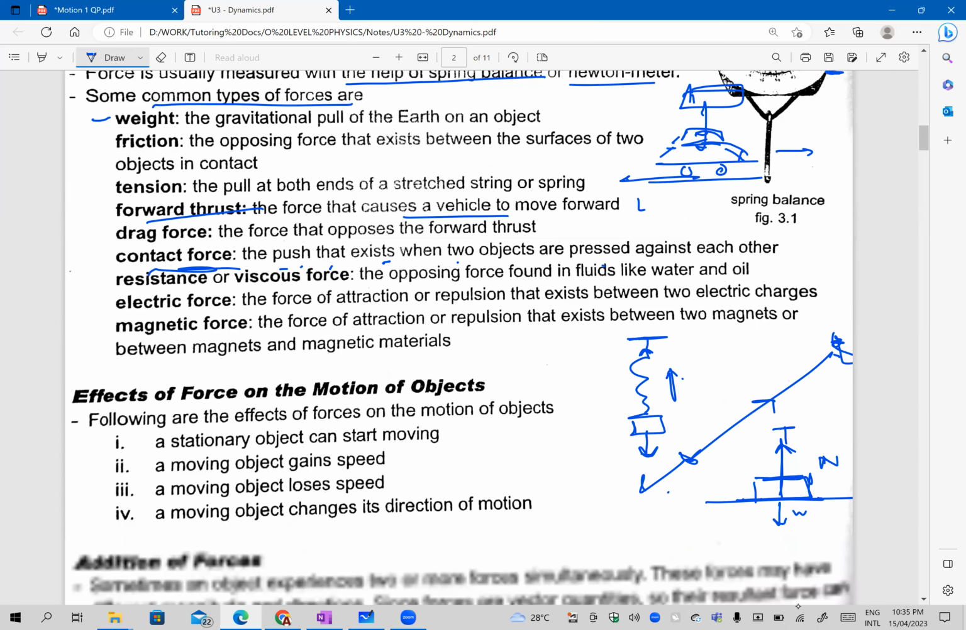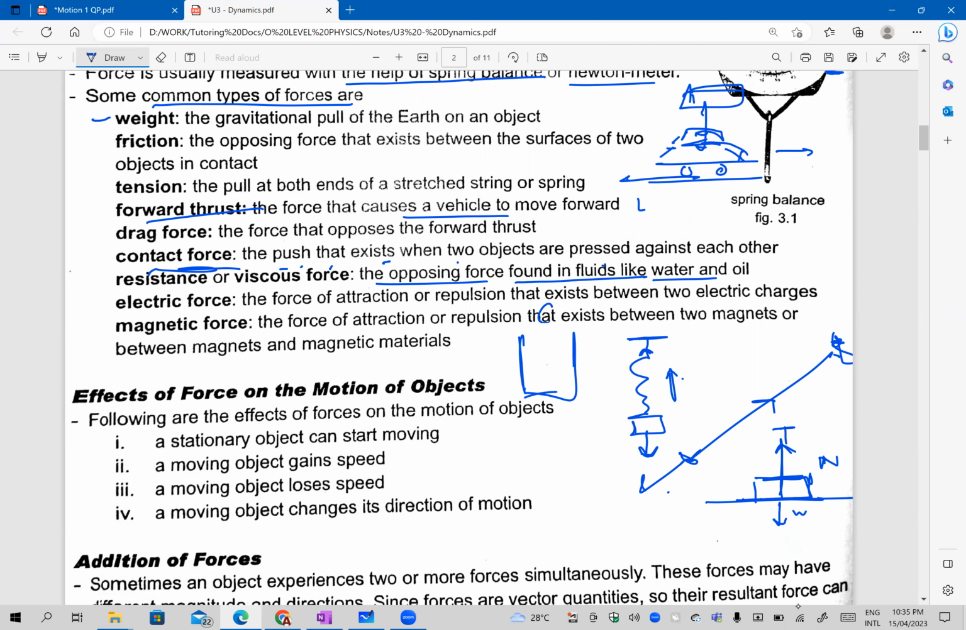Then there is resistance or viscous force. Viscous force is the opposing force found in fluids like water and oil. For example, if you have a glass of water here and you drop a ball inside it, the ball would travel to the bottom of the glass. Now, the time the ball would take to travel in this particular liquid, as soon as it enters the glass and it touches the bottom, throughout this time it's going to experience this opposing force called the viscous force or the resistance force, right? And it's also a form of drag force. Then there are electric and magnetic forces, which you're going to study in the upcoming topics.